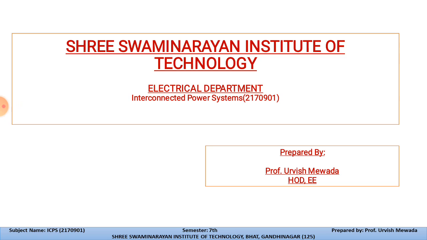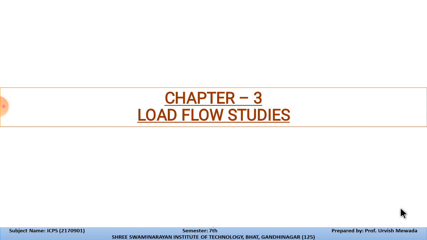I am teaching the subject of Interconnected Power System, which is in the 7th semester Electrical Engineering GTU, and the subject code for the subject is 2170901. Students, today we are going to discuss chapter number 3.